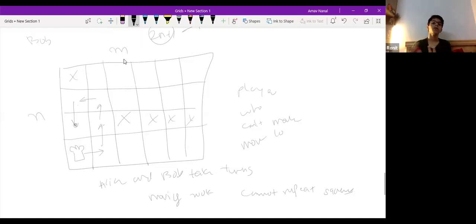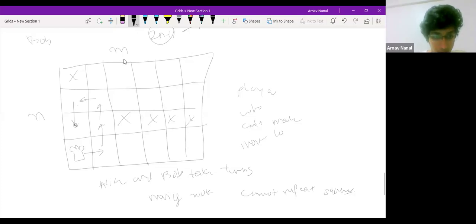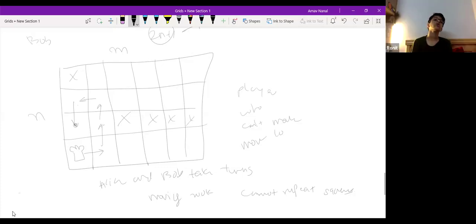So if all of them are either red or blue, then it's clear that Bob can't move, if every square is filled. Are you considering the case where MN is even or MN is odd? MN is even, I think, right? Or no? Because that would depend on the parity of MN. Oh, so it's not a square. Oh, right. It's not a square. Yeah.